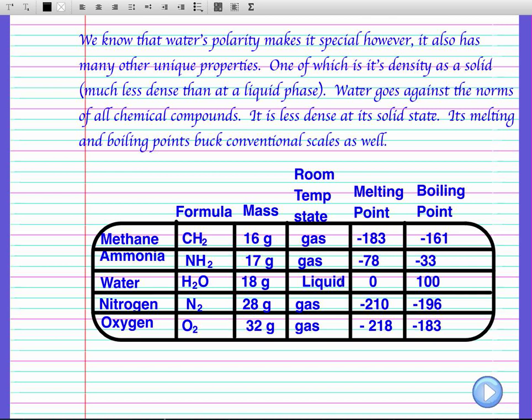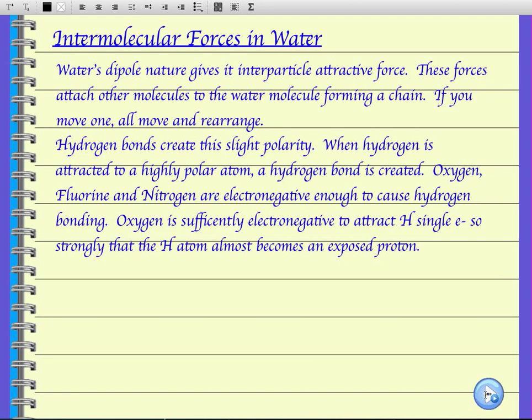Water is also a liquid at room temperature rather than a gas, as opposed to ammonia or nitrogen or methane. So what about those intermolecular forces in that water? Well, water's dipole nature actually makes it a really attractive interparticle force. Now, we know that water, because of that exposed proton and that negative, actually wants to bond with other things. So that's a really great deal.